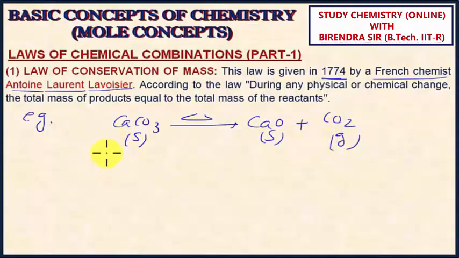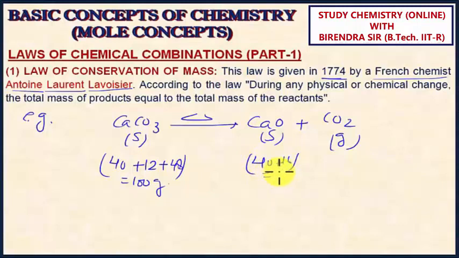Now, if I write the molar mass of calcium carbonate, it is 40 plus 12 plus 16 into 3, that is 48, and this comes 100 gram. Calcium oxide, if I write the molar mass, it will be 40 plus 16, that is 56. If I write the molar mass of CO2, it will be 12 plus 32, 16 into 2, 32, and that is 44.